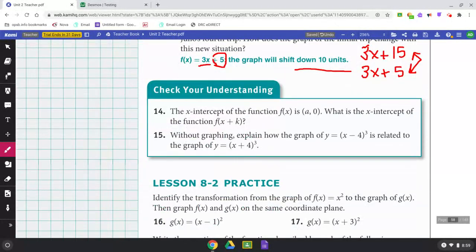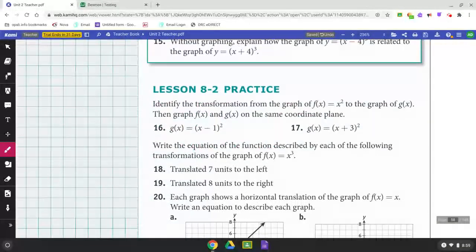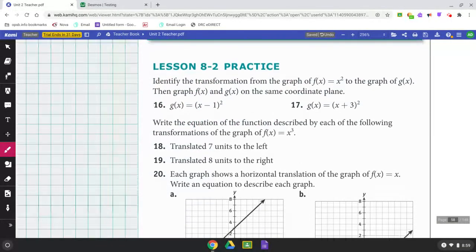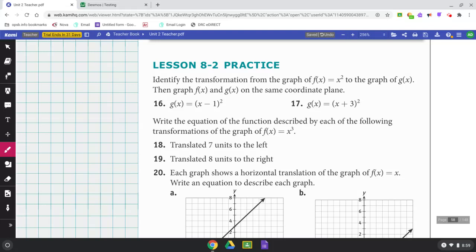Check your understanding 14-15, lesson 8-2 practice, and lesson 8-2 activity practice. At the end of the activity is your homework. Make sure you submit all your answers in the activity 8 assignments in Edulastic. If you have no questions, go ahead and submit it. If you do have questions, then hold off on submitting it until after our Google Meet on Friday. Okay?